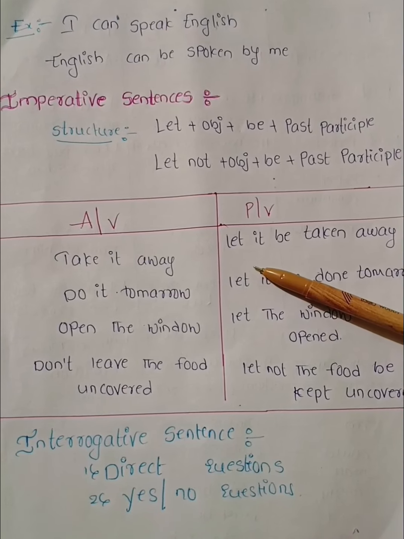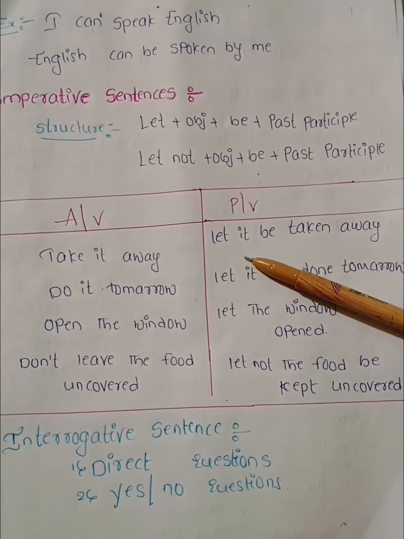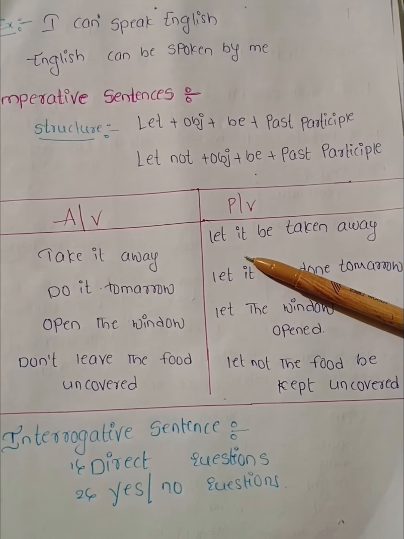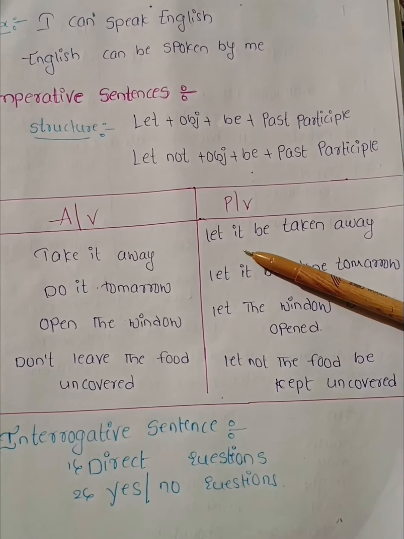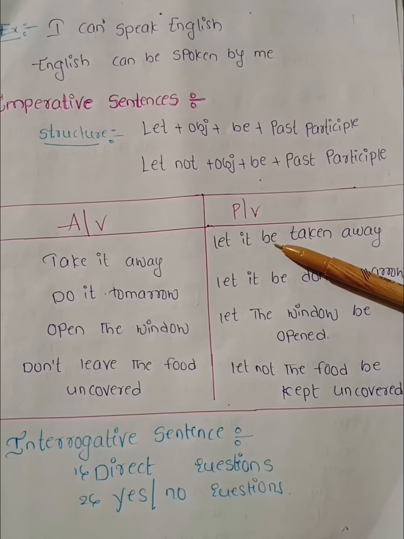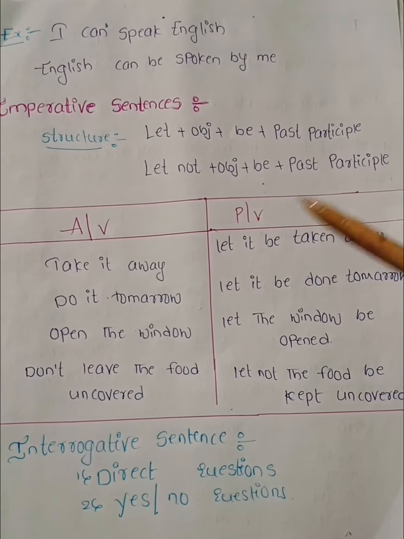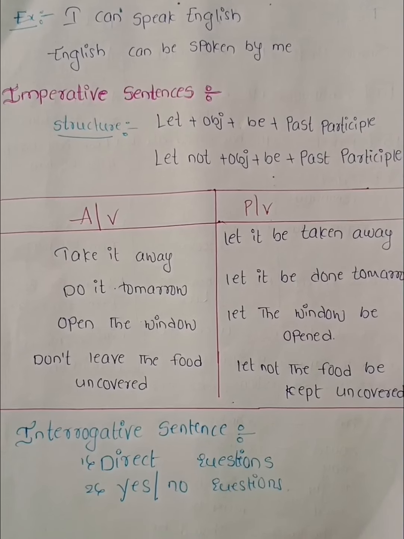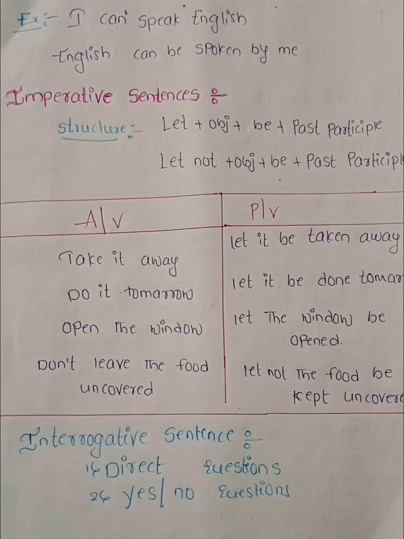Here we have to first write let, then after that the object, that is it. Then we have to apply be: let it be, and the past participle. Take, the V3 form is taken. Let it be taken away.